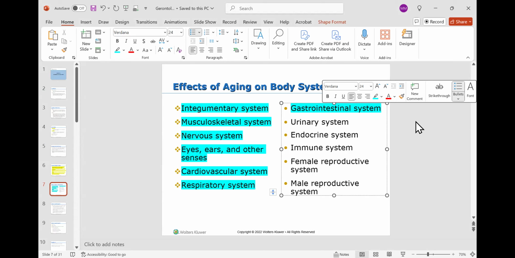Motility, peristalsis. In other words, when you listen to someone's abdomen and you're listening for bowel sounds and you hear that, right? The squeezing and letting go of the bowels slows down. Older folks will complain about constipation a lot, a lot, a lot.